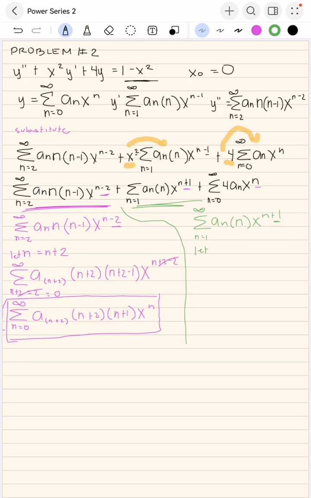We need n minus 1, so let's substitute everything. n minus 1 equals 1, and then a_(n-1), (n minus 1), x^(n-1+1). So the summation from n equals 2 to infinity of a_(n-1) (n minus 1) x^n. So there you go. Let's copy everything.